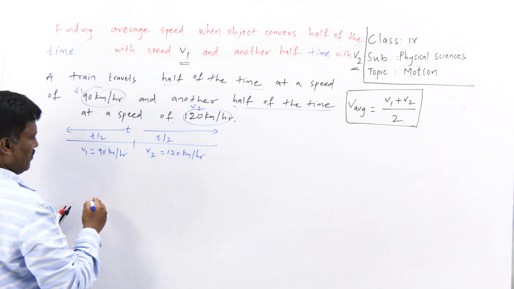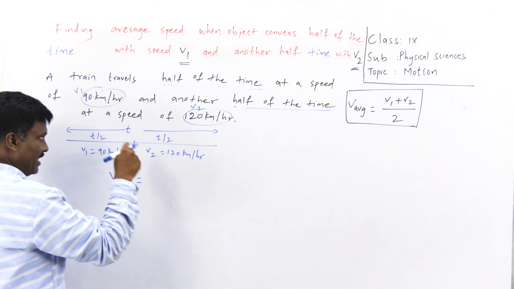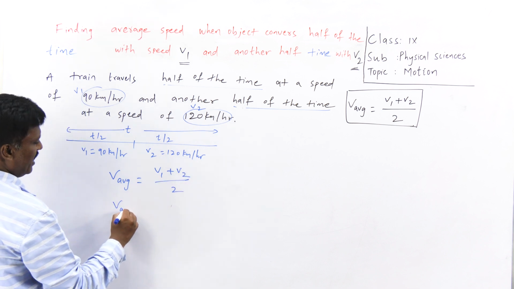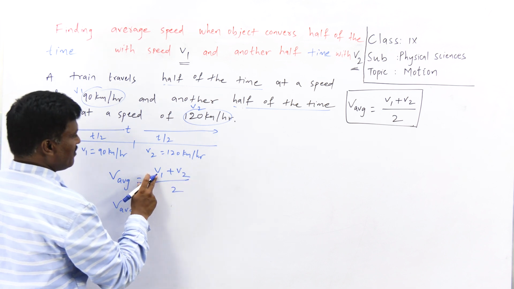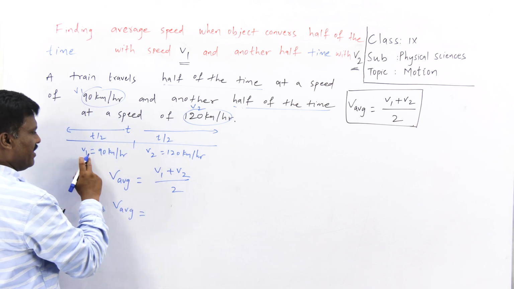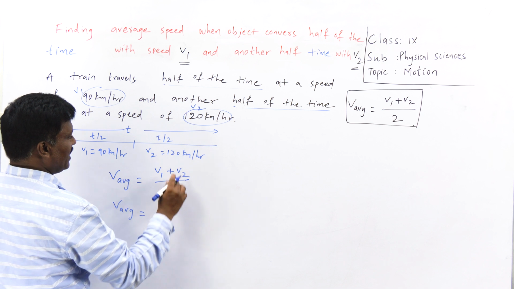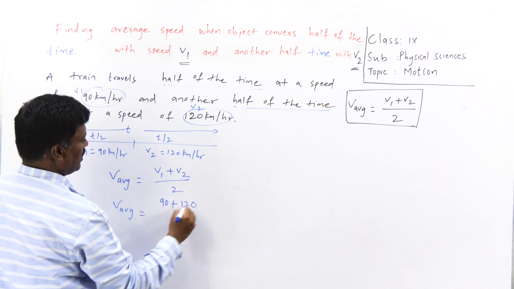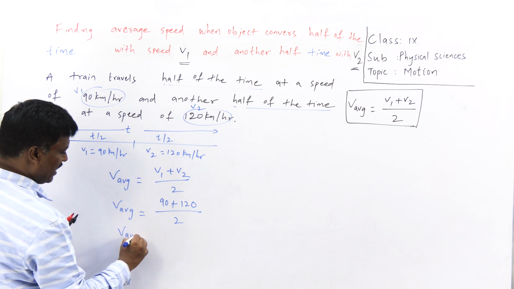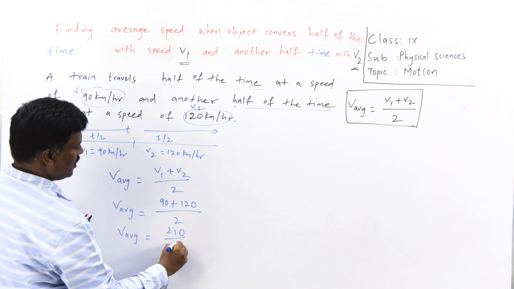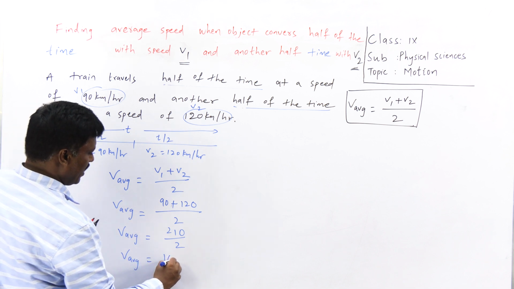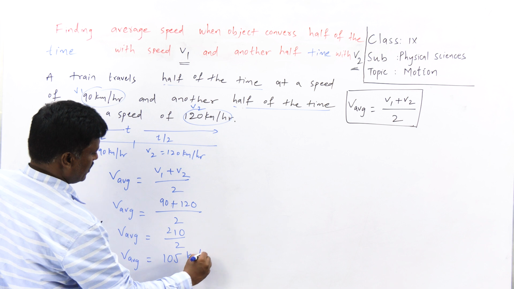So what is the average speed formula now? Average speed formula in this condition is (v1 plus v2) by 2. So V average is equal to, v1 value is 90 kilometers per hour, v2 value is 120. In place of v1, substitute 90, in place of v2, substitute 120, by 2. 90 plus 120 is 210 by 2. V average is equal to 210 by 2. So the average speed of the train is 105 kilometers per hour.